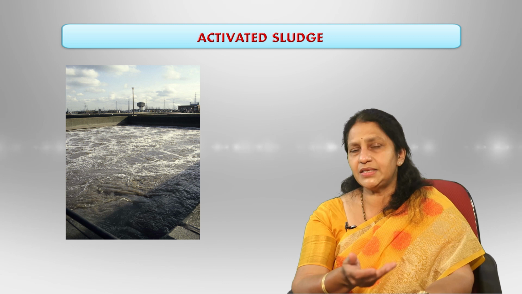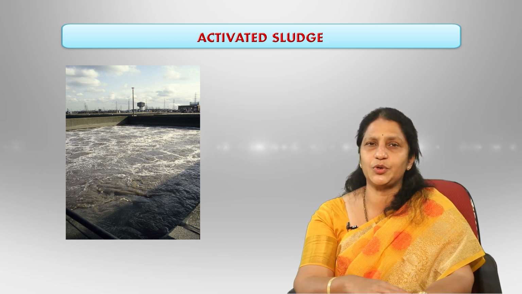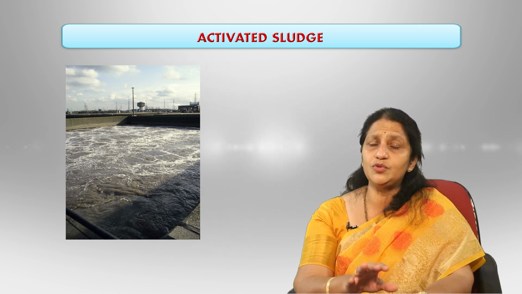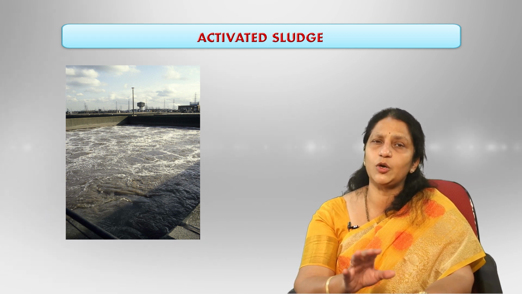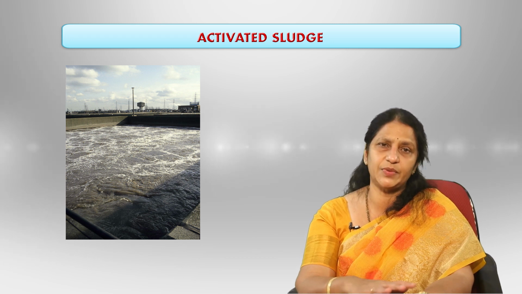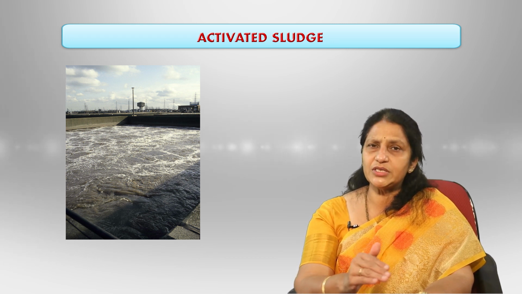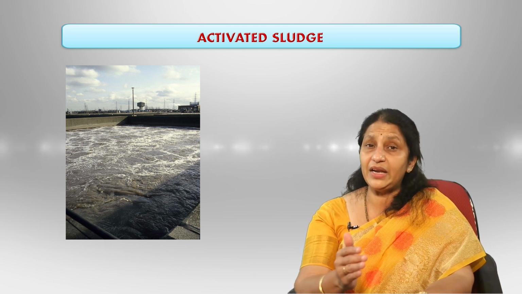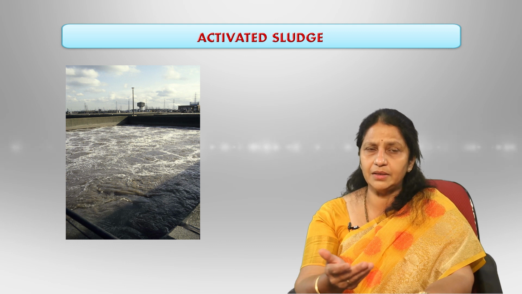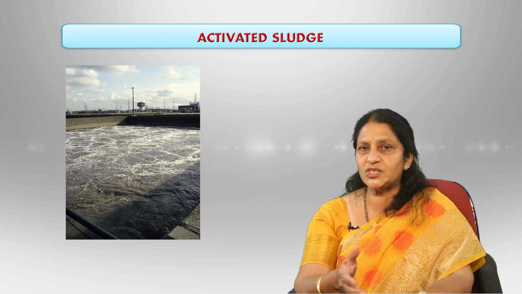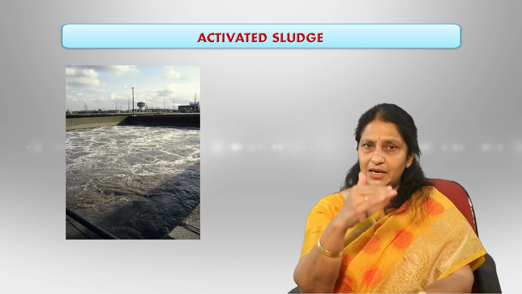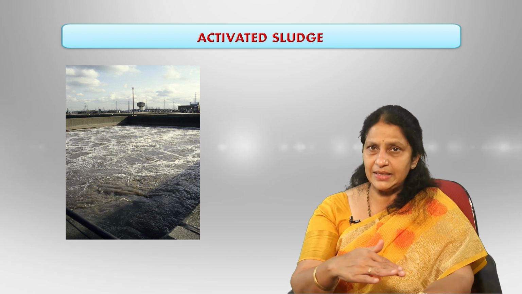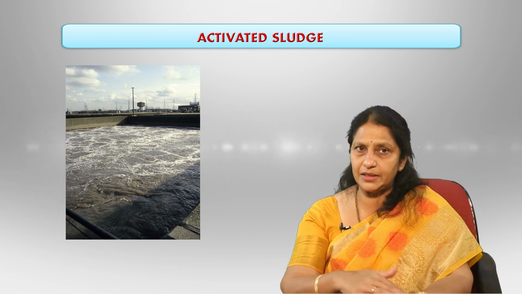And the next procedure is the activated sludge process. It is a biological treatment process that uses suspended growth of organisms to remove BOD and suspended solids. The process requires an aeration tank and a settling tank, and the primary effluent, that is the plant influent, is mixed with the return activated sludge to form the mixed liquor. This mixed liquor is aerated for a specified length of time.